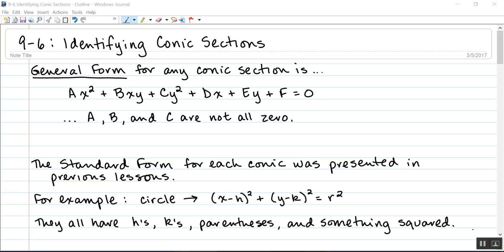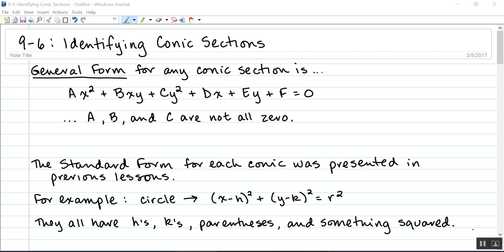Section 9.6 is on identifying conic sections. The general form for any conic section is ax squared plus bxy plus cy squared plus dx plus ey plus f equals 0, where a, b, and c are not all equal to 0. The standard form for each conic section was presented in the previous lesson.